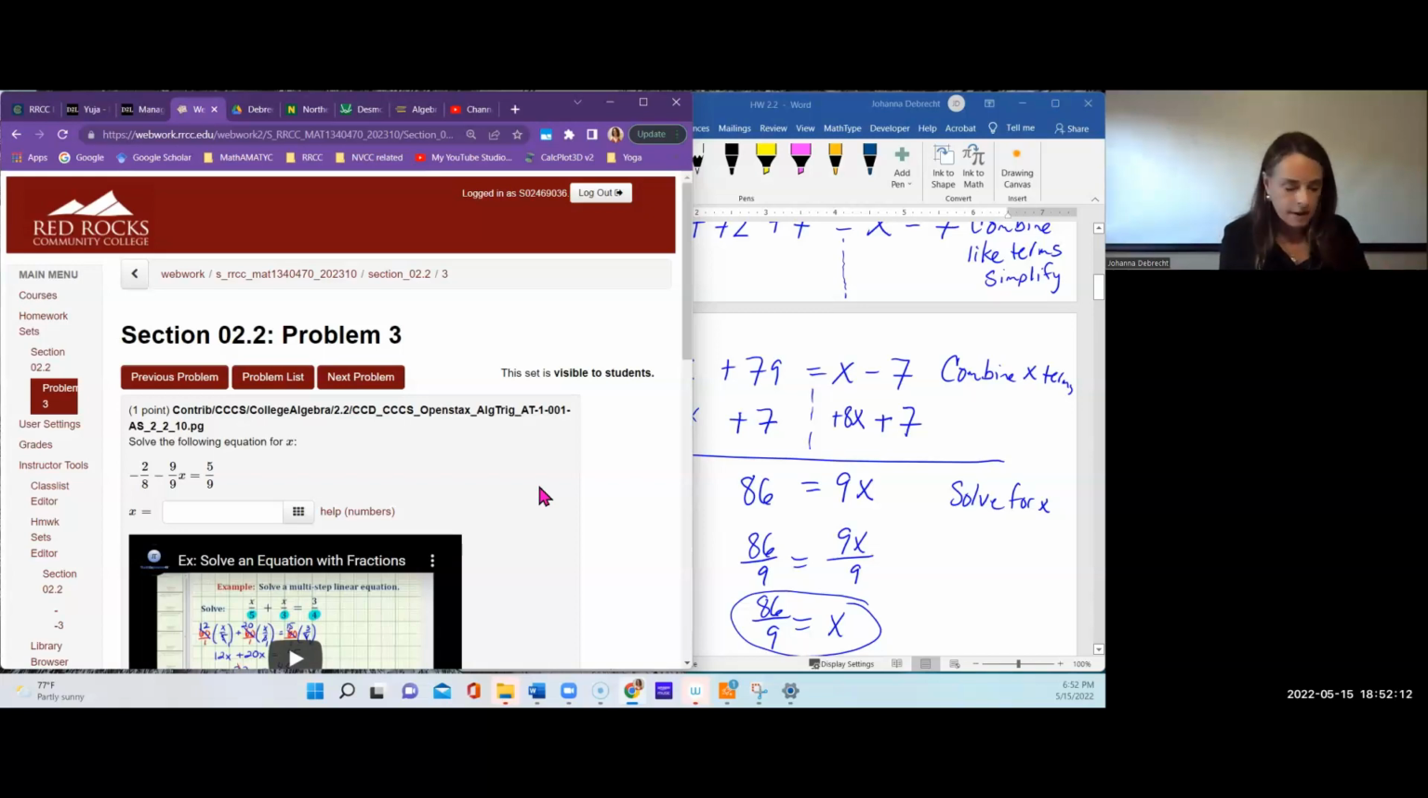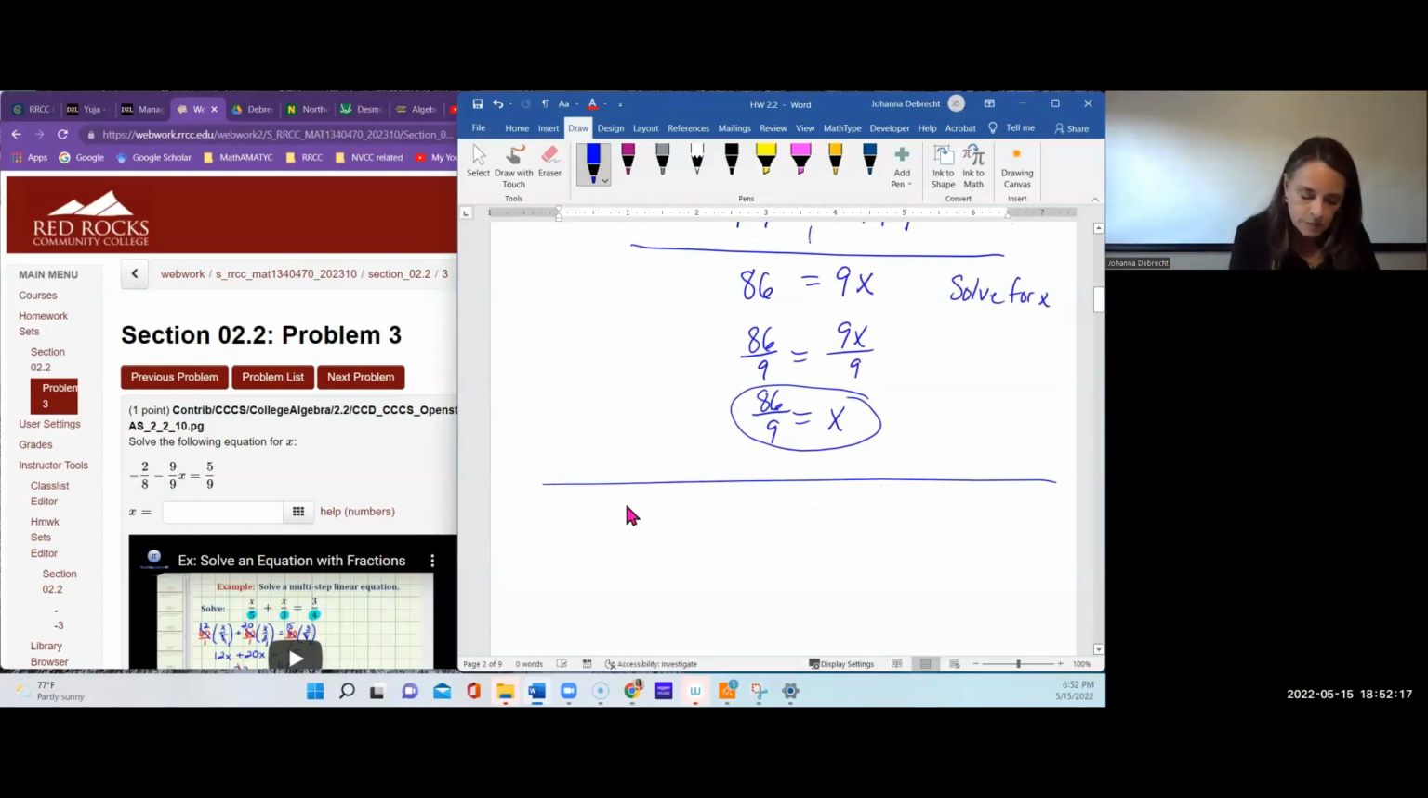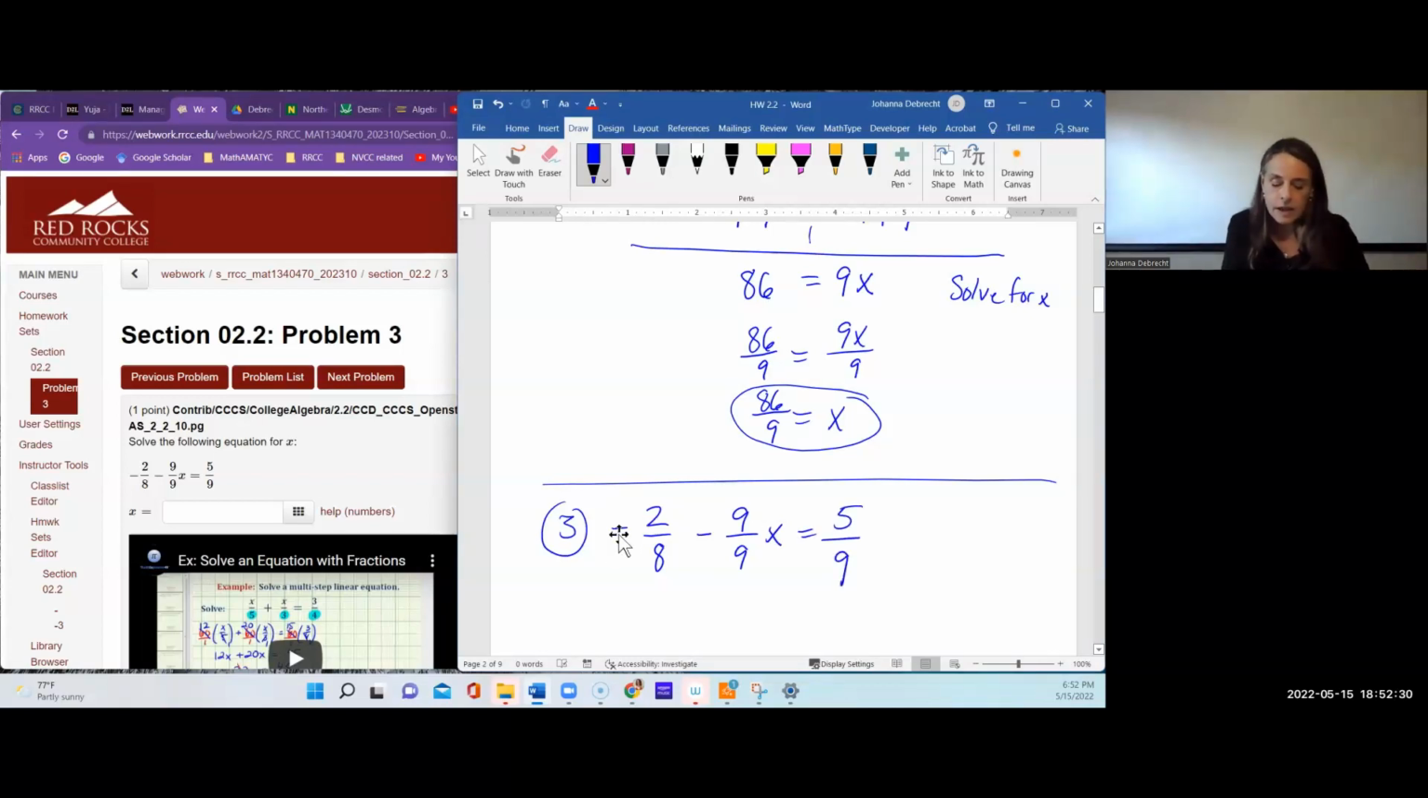Let me show you how to do that. When we're looking at this problem, number 3, we're starting with negative 2 over 8 minus 9 over 9x equals 5 over 9. One thing I noticed right away is that I've got a 2 over 8 and a 9 over 9. Now 2 over 8 reduces and becomes 1 over 4 when I divide both the numerator and the denominator by 2, and 2 over 2 is of course 1.